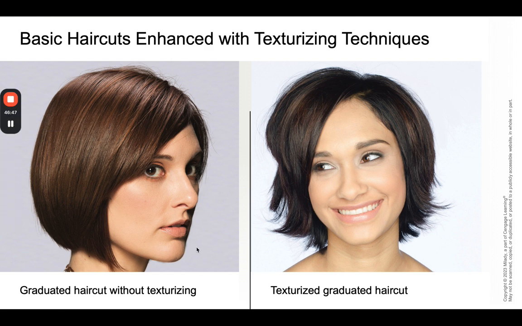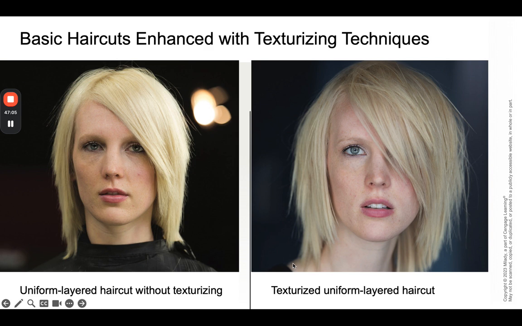And here it shows you the difference between not adding texture and adding texturizing techniques. On the left, you see a graduated haircut without texturizing. On the right, she has some texture. She has some movement. She has some softness. Same thing here: a uniform layered haircut without texturizing, and on the right, it's more texture. It's texturized. It's a little bit more choppy.